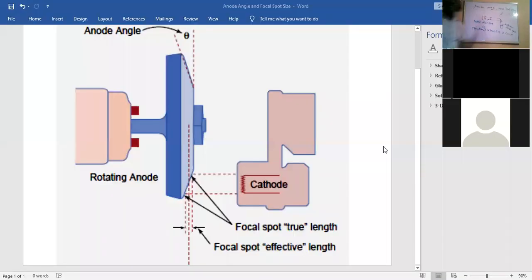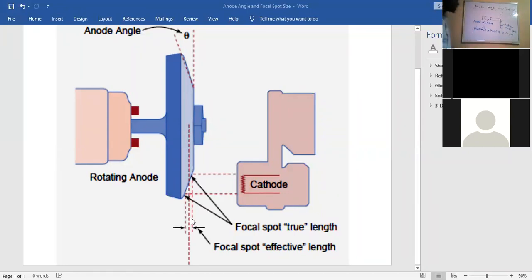So this is it. You have the cathode here. This is the true length of the beam, whereas this is the focal spot effective length becoming smaller. So this actually helps us to have a better spatial resolution. The smaller the effective focal spot we can get from a particular focal spot, the better for us in terms of spatial resolution. And that is why it is related to sin theta.